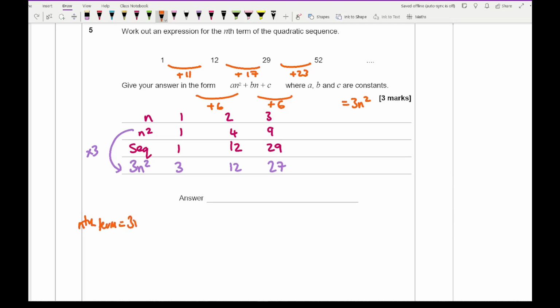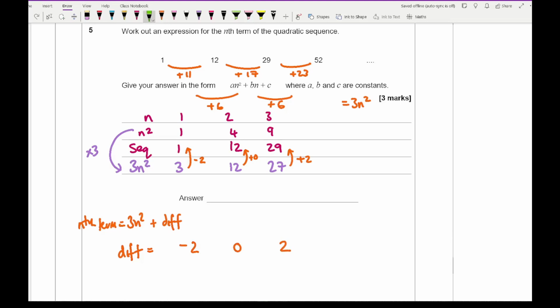is going to be 3n squared plus the difference. Now the difference between this and this is going to be plus 2. This is plus 0, and this is, sorry, that should be minus 2. And this one is plus 2. So here the difference is minus 2, 0 and 2. So now that's a linear expression.